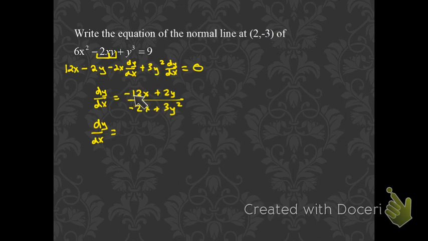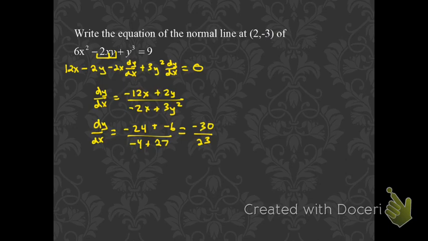So you got to find the slope. See, negative 12 times 2 would be negative 24 plus 2 times negative 3 would be negative 6. So negative 30 over negative 2 times 2 would be negative 4 plus negative 3 squared is 9 times 3 is 27. So over positive 23. Does that look right? Yeah. That's your slope. You already have your point.